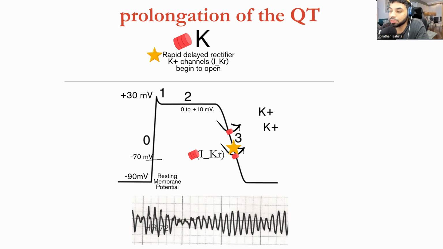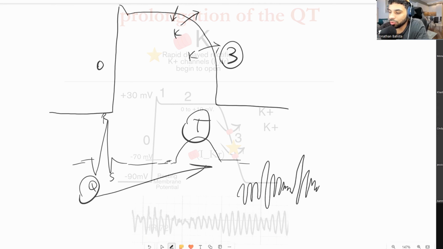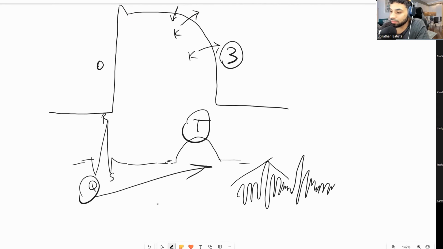QT prolongation can lead to polymorphic ventricular arrhythmias known as torsades de pointes. Why am I always going on about these cardiotoxic effects? Because these are the potentially fatal side effects, right? And that's what we do need to understand 100%. Fatal side effects. All these other things, you get them off the drug.